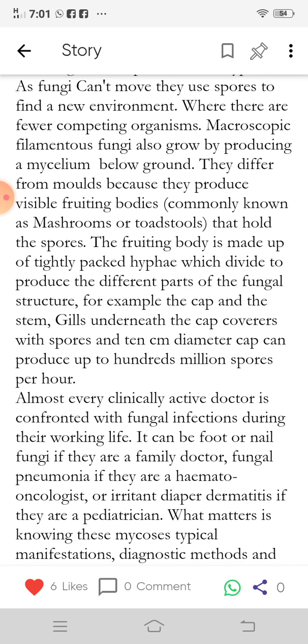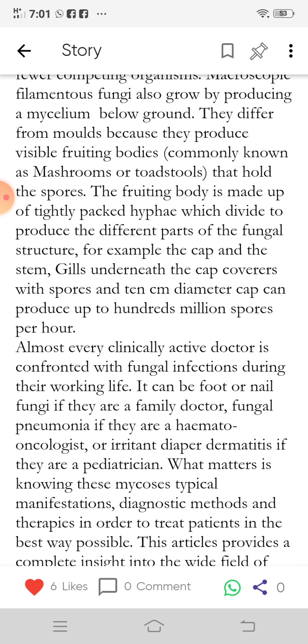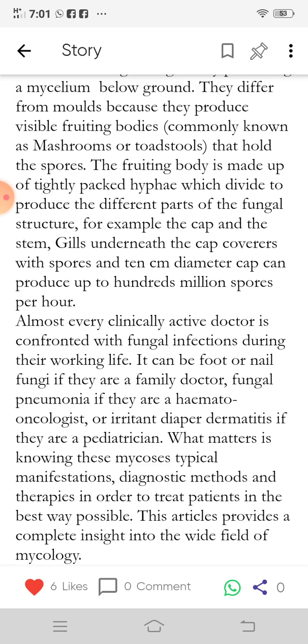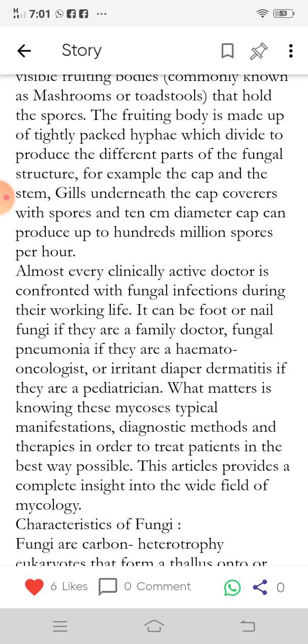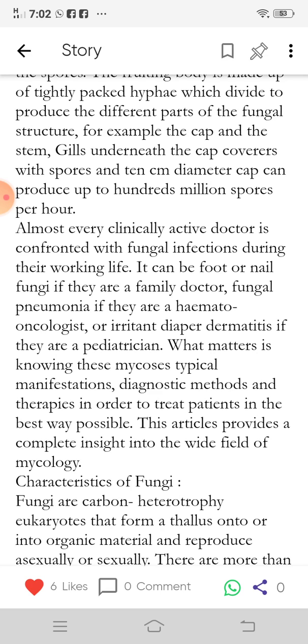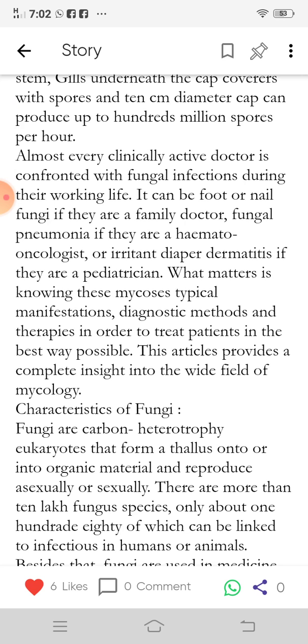Almost every clinically active doctor is confronted with fungal infections during their working life. It can be foot or nail fungi if they are a family doctor, fungal pneumonia if they are a hemato-oncologist, or irritant diaper dermatitis if they are a pediatrician. What matters is knowing these mycoses' typical manifestations, diagnostic methods, and therapies in order to treat patients in the best way possible. These articles provide a complete insight into the wide field of mycology.